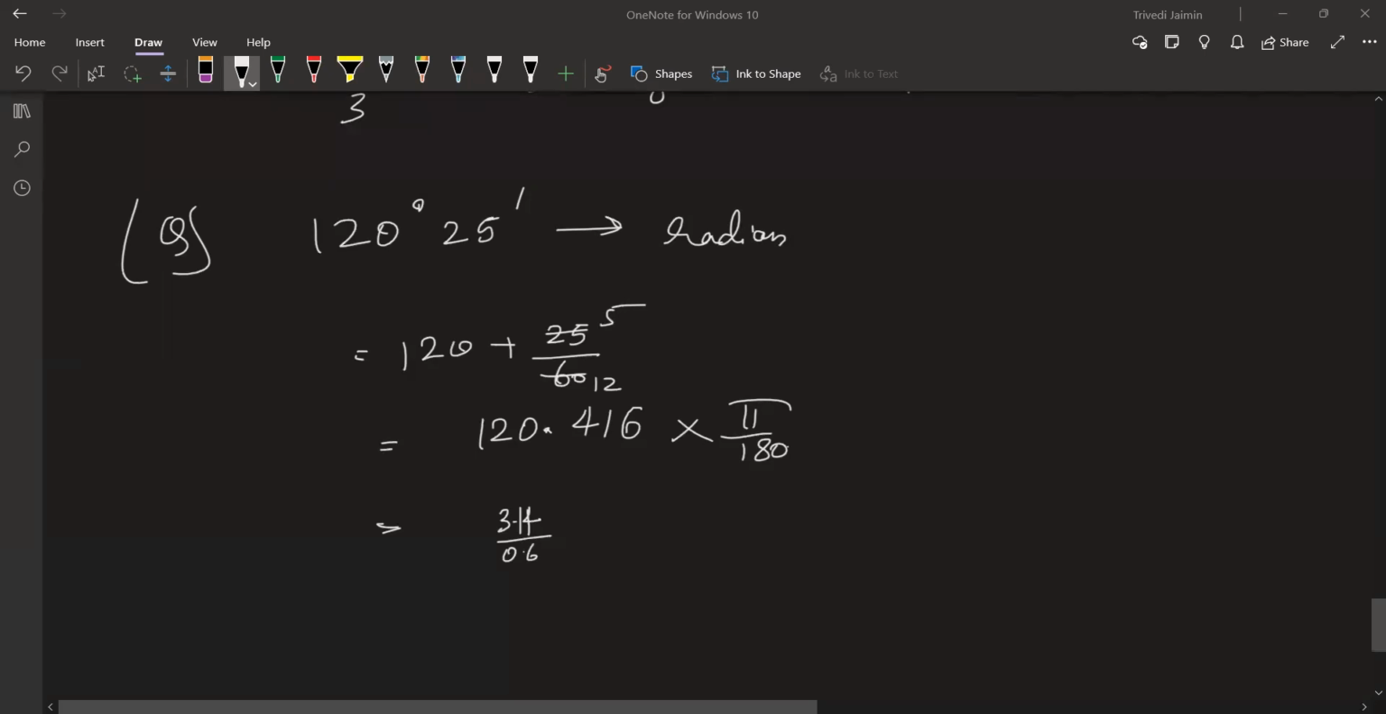Yeah, I got somewhat 2.0. Sir, I got... Yes, what do you got? What's your answer? 2. Yes. So I got here 2.07 and so on. So I'll just take 2.07 radians.